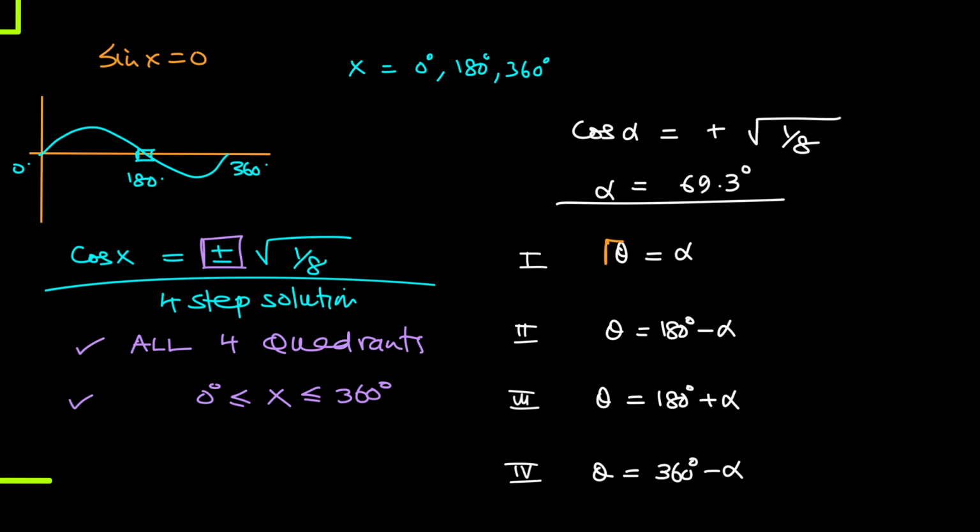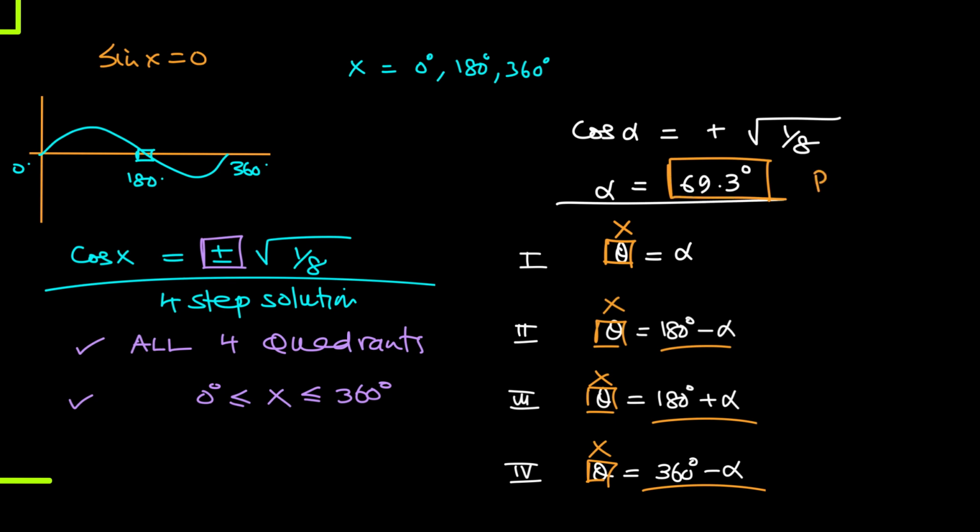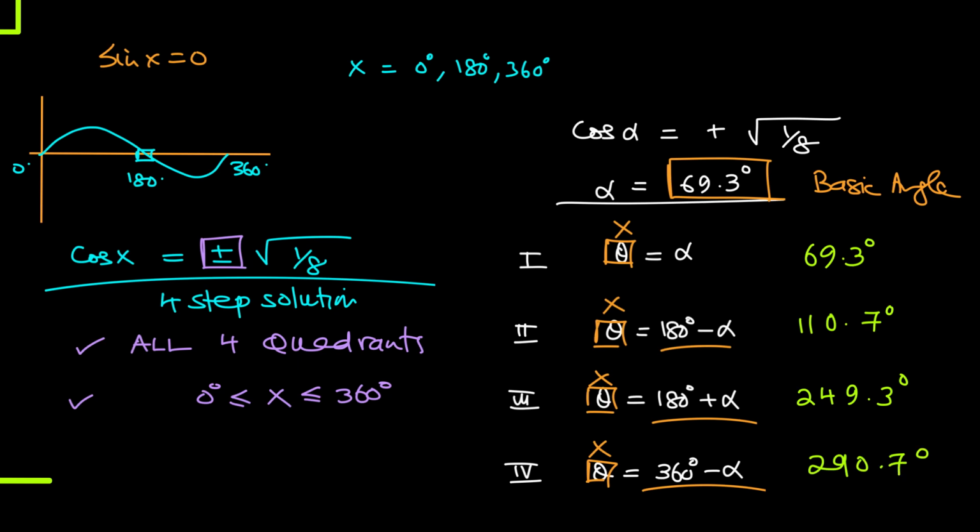Now, in place of theta, we have x all over the place. So x is alpha, x is 180 minus alpha, x is 180 plus alpha, x is 360 minus alpha. And this is alpha, our basic angle. So when we do the calculation, the first answer comes out to be 69.3 degrees. After the subtraction from 180, this is 110.7 degrees. Next one is 249.3 degrees. Last one is 290.7 degrees.